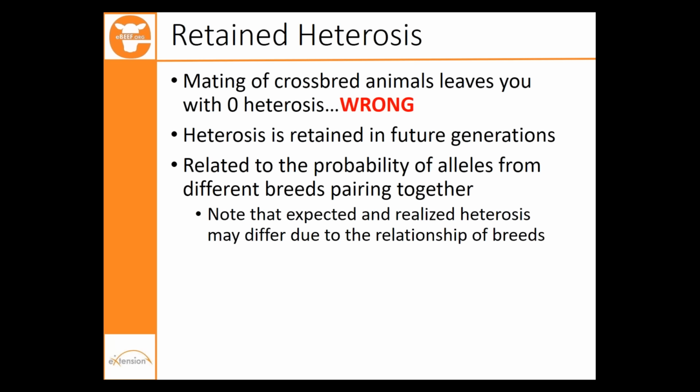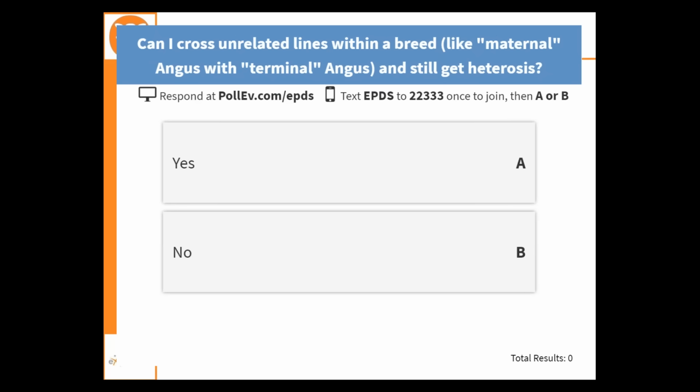But this brings me to another question that I've heard quite a few times, and that is, can I cross unrelated lines within a breed, like a maternal Angus with a terminal Angus, and still get heterosis? So what do you guys think about this? If you think we can get heterosis in that situation, go ahead and reply with A. If you think we can't, go ahead and reply with B.